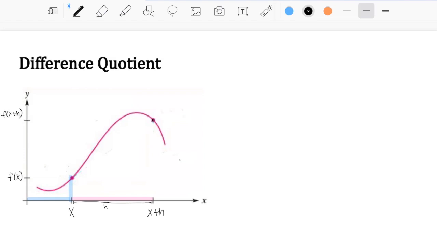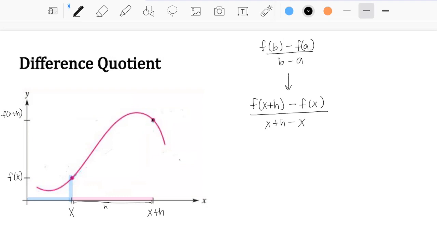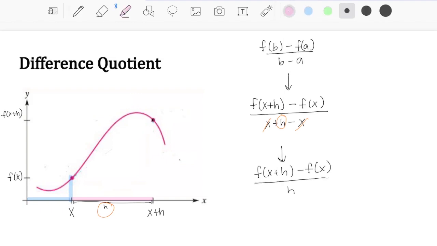So we're going to look back at our old formula, f of b minus f of a over b minus a, and instead of using b and a, we're going to use x and x plus h and plug that in. But what happens is that when we get to our denominator, our x and the x plus h and then our minus x cancel out, so we're left with f of x plus h minus f of x divided by h. And you don't need to do that work every time. You need to memorize this final formula as your difference quotient. f of x plus h minus f of x over h.